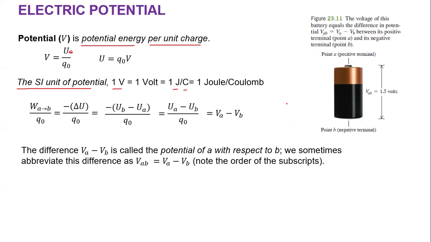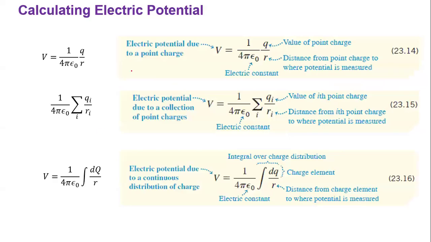Okay. If you look at the battery, the voltage of this battery equals the difference in potential VAB, which is VA minus VB, between its positive terminal point A and its negative terminal point B. So that's the potential difference. We're going to study this in our next chapter.